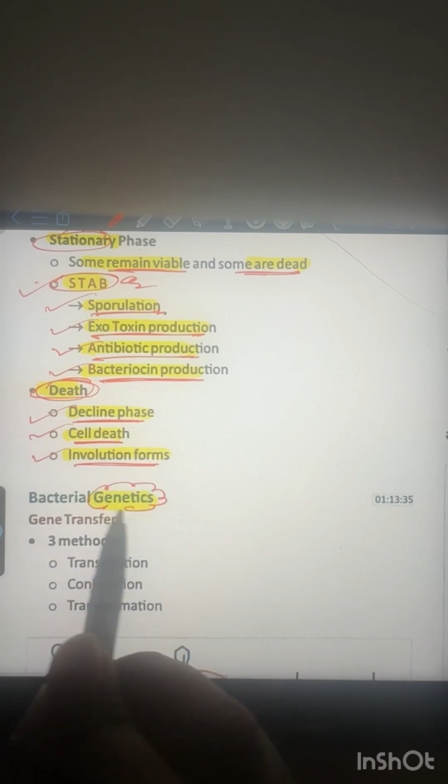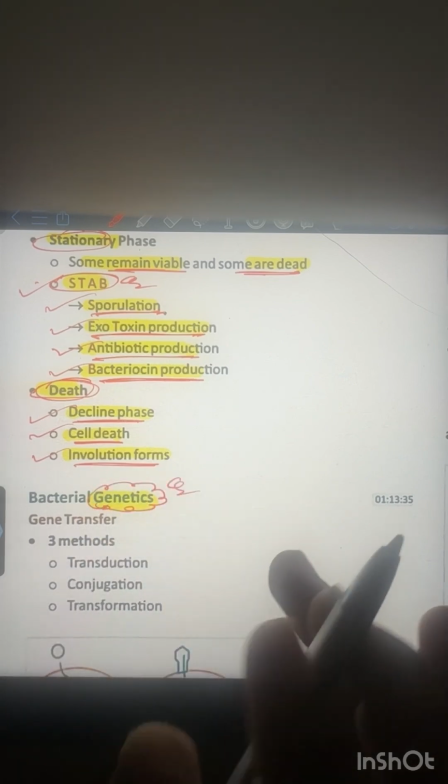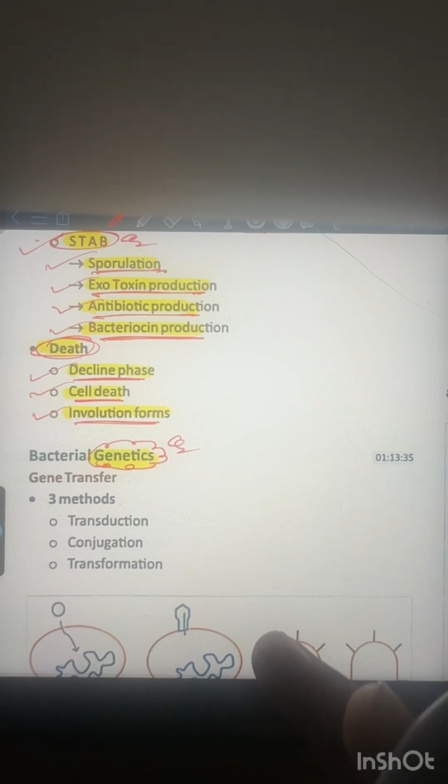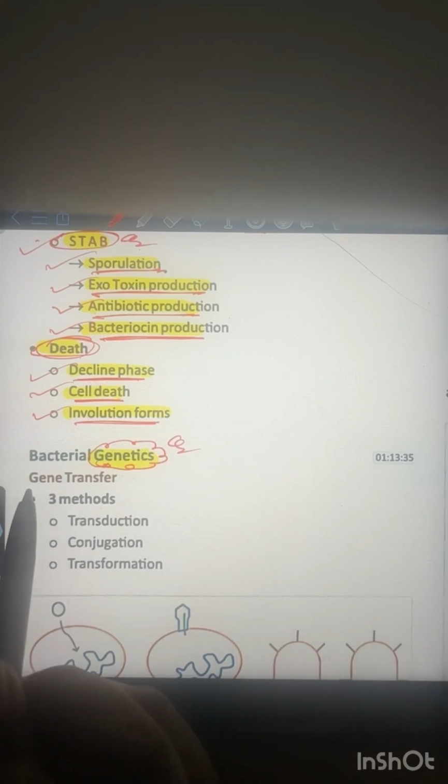In the death phase. That is the entire bacterial growth curve, and you get a lot of questions, especially this sporulation wala PYQ is very, very famous in the previous year papers. And yes, that wraps up all of the bacterial physiology also.